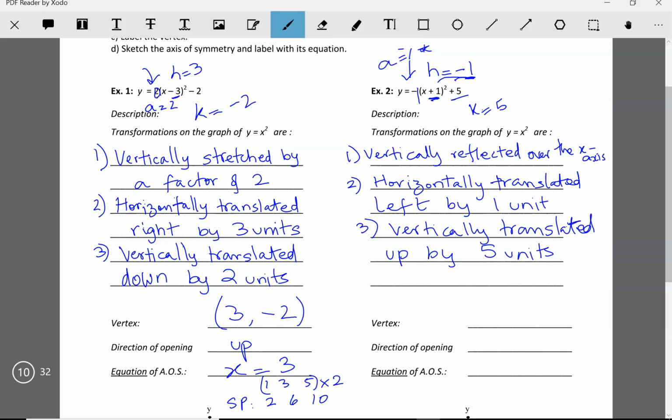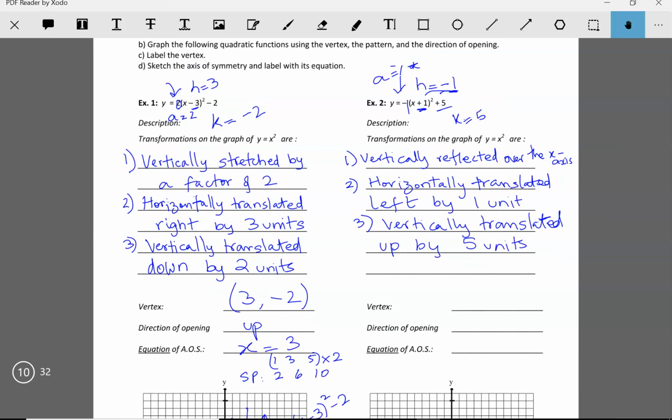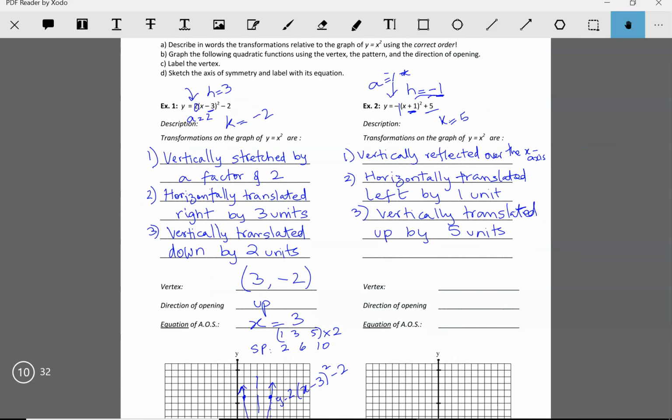Again, be careful. The negative really is its own thing. If you see a negative sign, technically it is part of the a value. The a value here is -1, but the negative has its own separate transformation from the actual number, the magnitude of the a value. The magnitude just means you're not caring about the sign. It's just what number is there. Is it 3 or is it half? Or is it 5 or is it 1/3? That kind of thing tells you whether it's vertically stretched or vertically compressed. That's important.